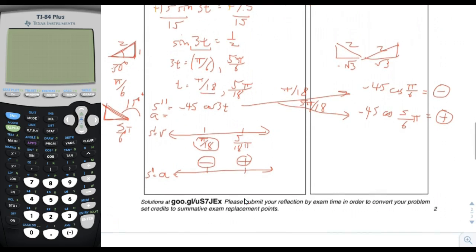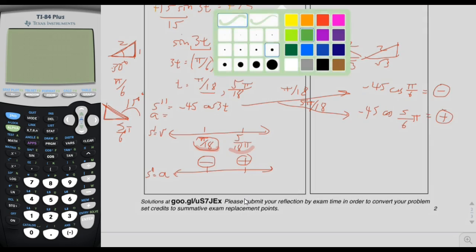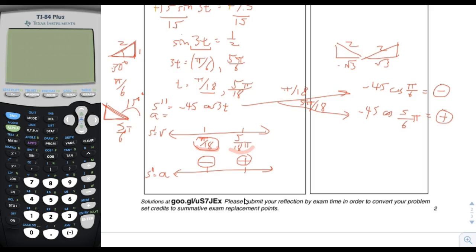Okay, so now let's look at these two. There's two critical points, or two stationary points. Which one of these is a local minimum, which one's a local maximum? Well, remember that when you have positive concavity, that means it is a concave up function, and when it's negative, it's a concave down function. So pi over 18 is a max, and 5/18 pi is a min. So this is our local min.